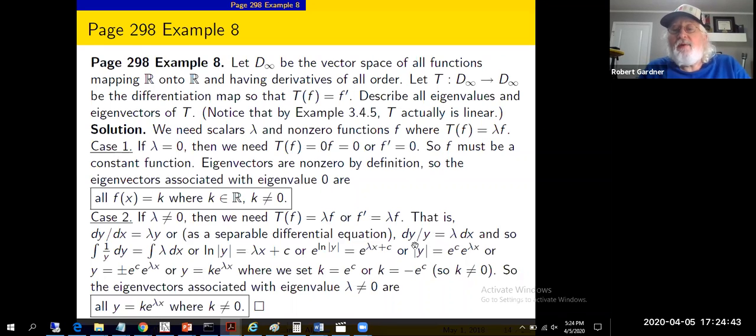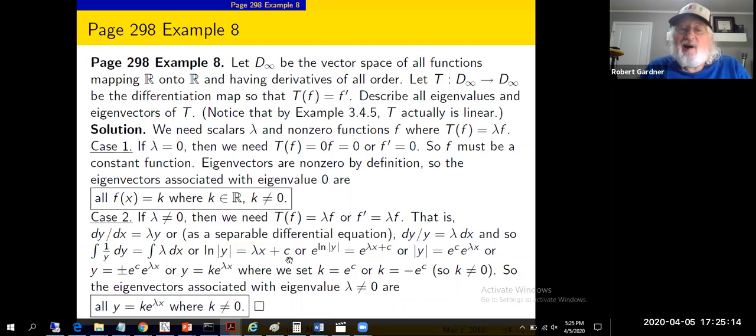Anyhow, we can integrate this. We'll integrate the left with respect to, let's see, it's a function of y. We'll integrate with respect to y, integrate the right with respect to x. So integrating 1 over y dy, integrating lambda dx will produce natural log of the absolute value of y. On the right-hand side, we'll get lambda x plus a constant.